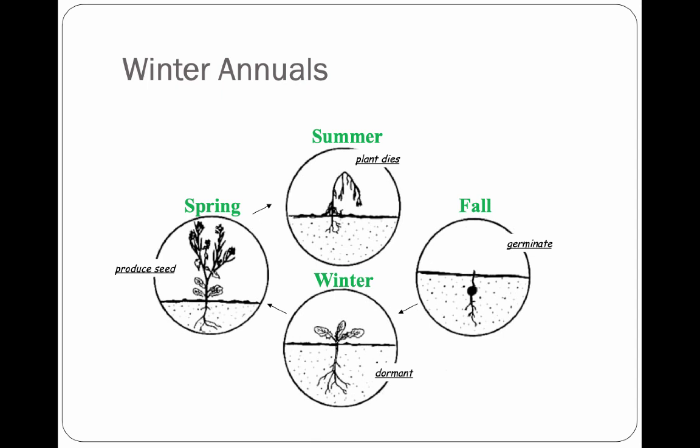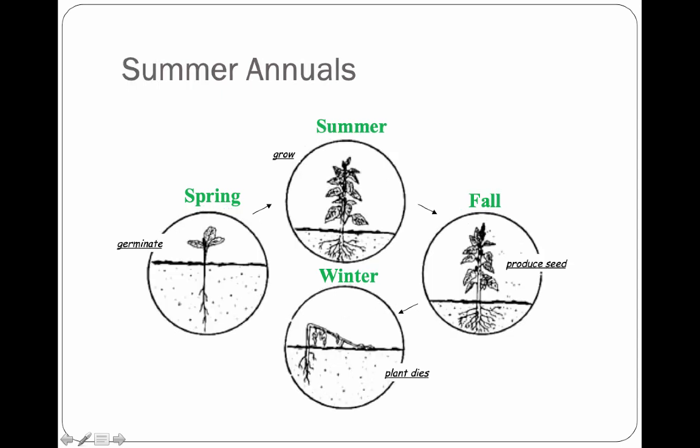So our winter annuals are going to germinate in the fall when the soil temperature gets cool. They're going to grow a little bit during the winter and then go dormant. Then in the spring, they're going to have massive growth and they're going to produce their seed. And then in the summer, the plant is going to die after the seed has been produced.